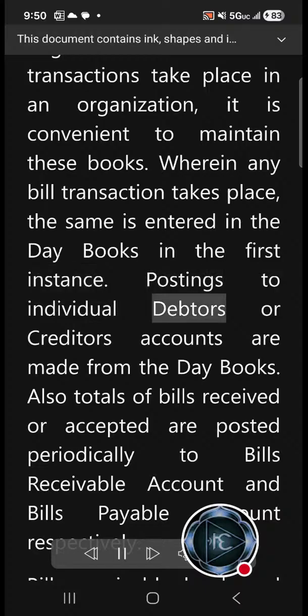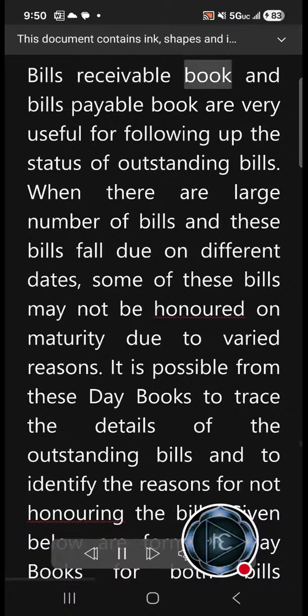Postings to individual debtors' or creditors' accounts are made from the day books. Also, totals of bills received or accepted are posted periodically to bills receivable account and bills payable account respectively. Bills receivable book and bills payable book are very useful for following up the status of outstanding bills.